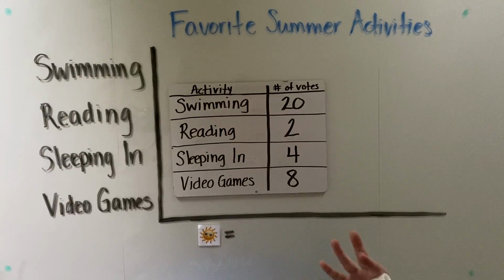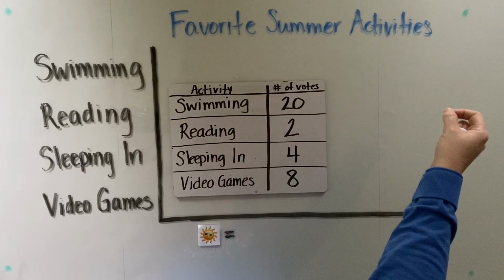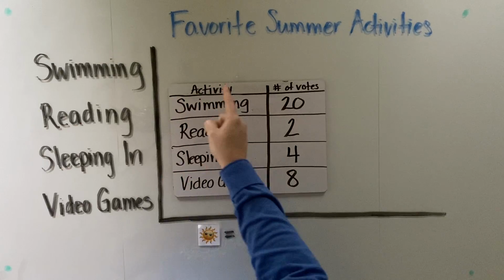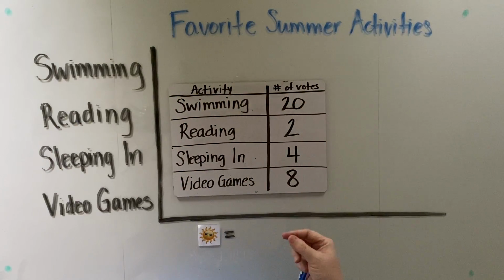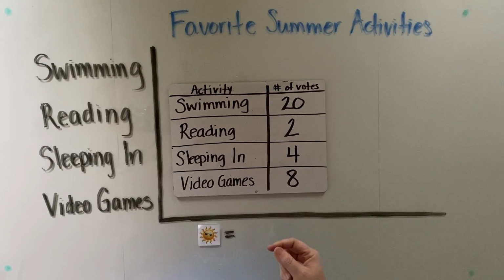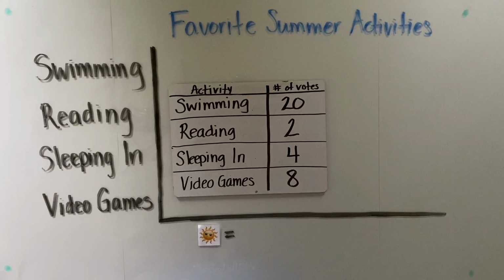And just like with our other mathematical ideas, we want to be as efficient as possible. Putting 20 suns would not be efficient for us as the graph maker, and also counting 20 suns would not be efficient for anybody who was trying to read our graph. So we want to make the information as concise and precise as possible. So when I look at these numbers, I notice that they're all even. 20 is even.